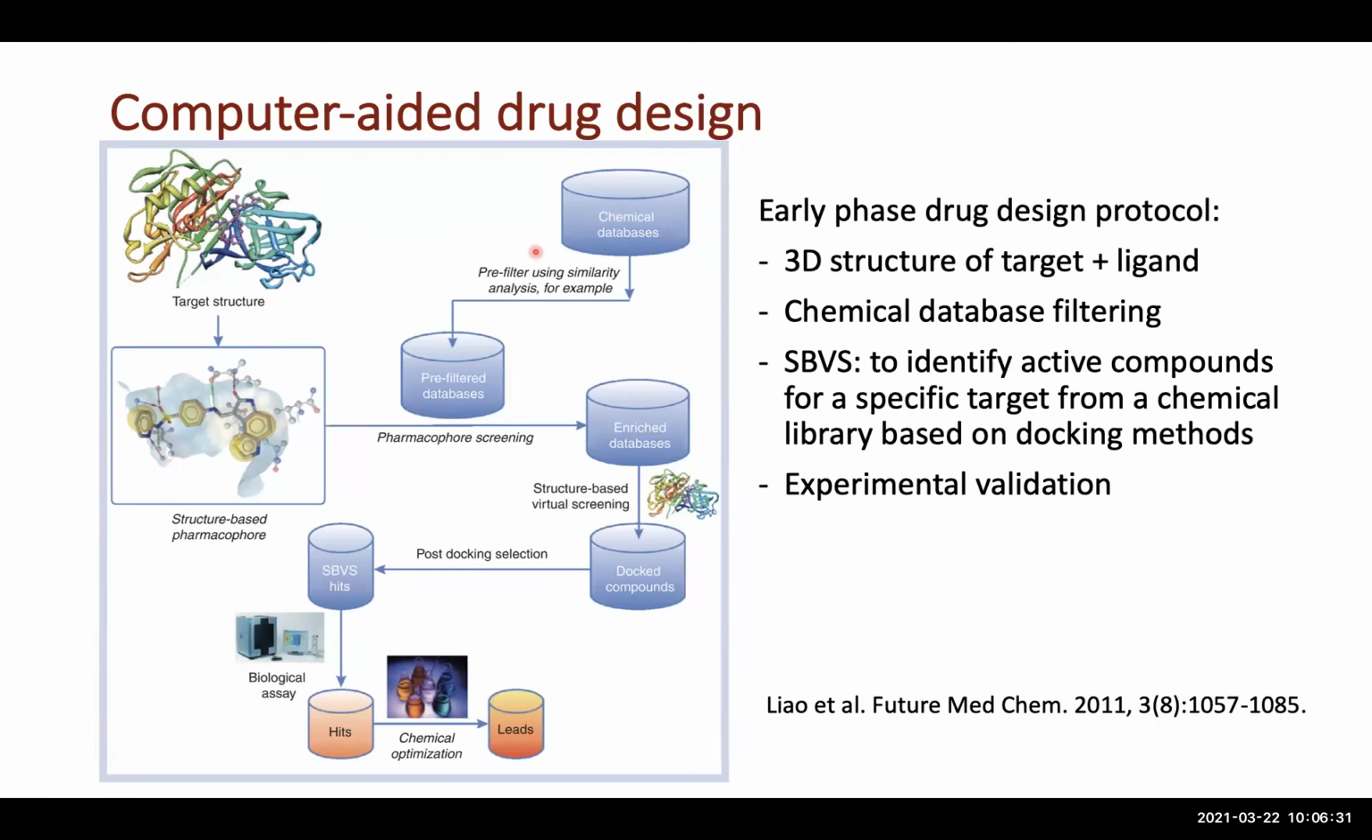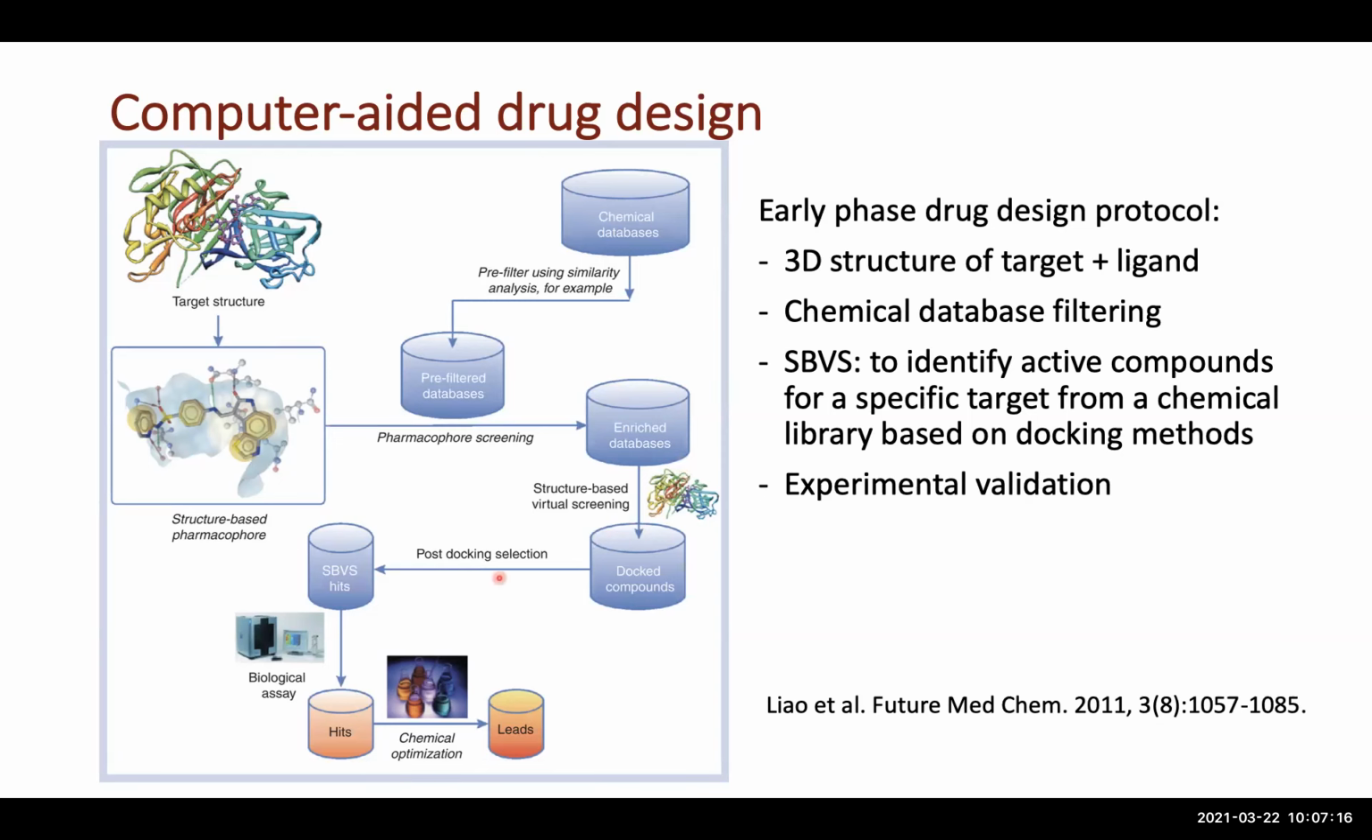Chemical database filtering is used to filter the types of ligands that look more like drugs, using Lipinski's rule of 5, similarity search, etc. And when we have this library of ligands, we can go through structure-based virtual screening. And this is done to identify active compounds for a specific target from our chemical library using docking methods. Docking will predict the protein ligand complex structure, so the binding mode of the ligands, as well as estimate the binding affinity of the ligand to the target protein.